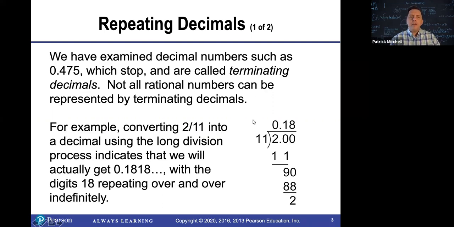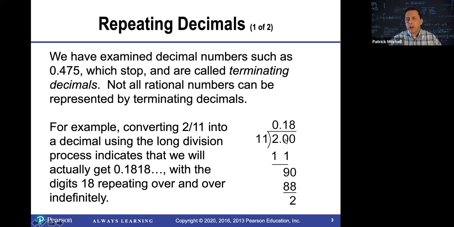For example, converting 2/11ths, obviously 11 is a prime number and it's not 2 or 5, so this will not be a terminating decimal. Converting 2/11ths into a decimal using the long division process indicates that we will actually get 0.1818 repeating, with the digits 1, 8 repeating over and over indefinitely. And you can see where that happens in the long division process.